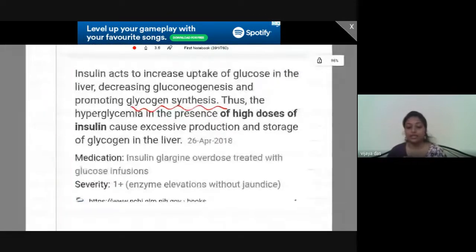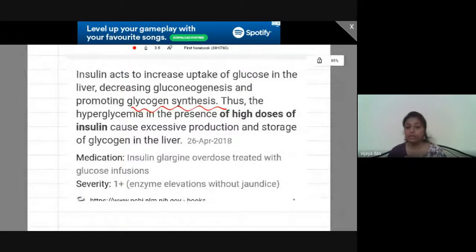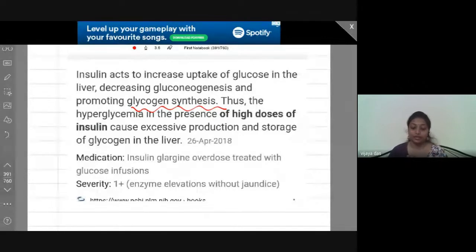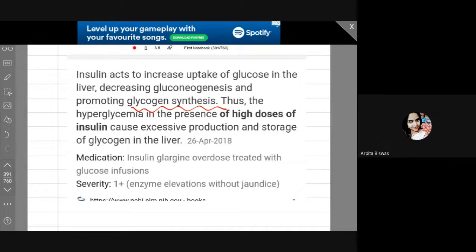So that is a condition which is to be noted for the patient who are suffering from diabetes for a long time. Do you understand this? Yes, ma'am.